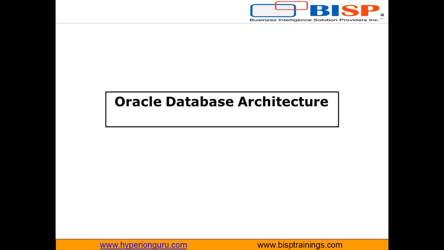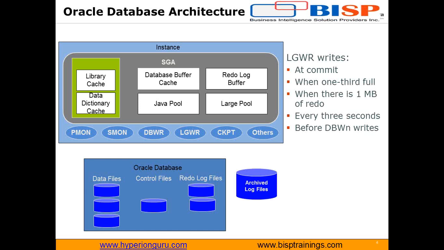So Oracle database architecture. Oracle database architecture is divided into two parts, Oracle instance and Oracle database. Oracle instance consists of various memory parameters. Shared pool is divided into two parts, library cache and data dictionary cache. Then next is database buffer cache, redo log buffer, Java pool and large pool.